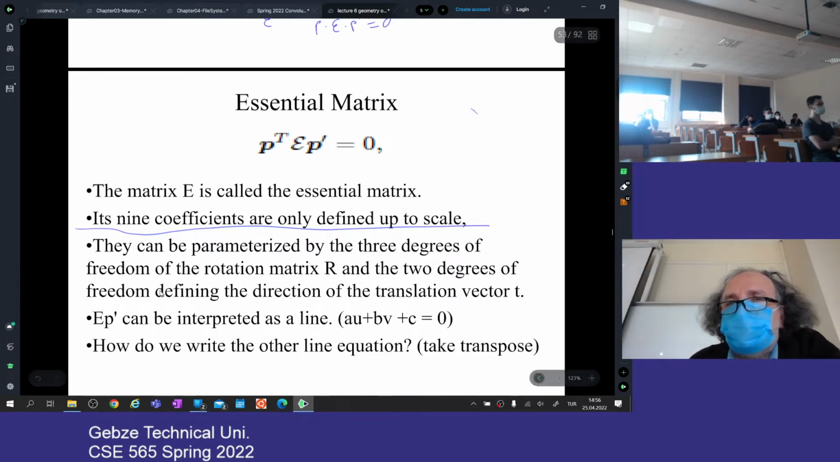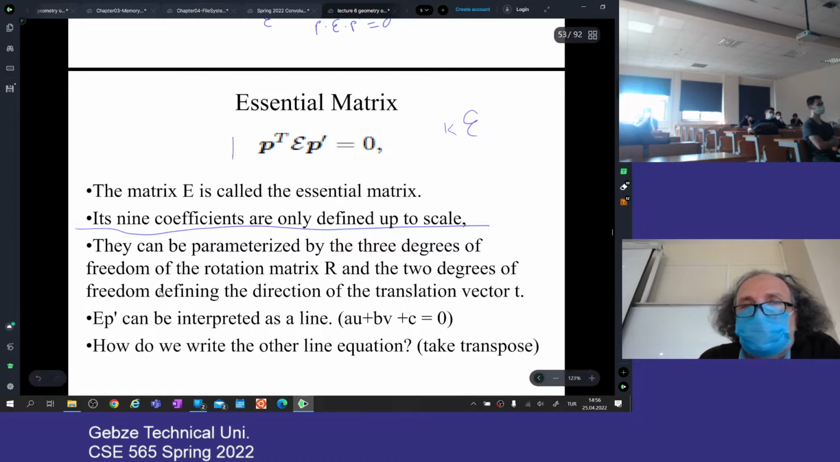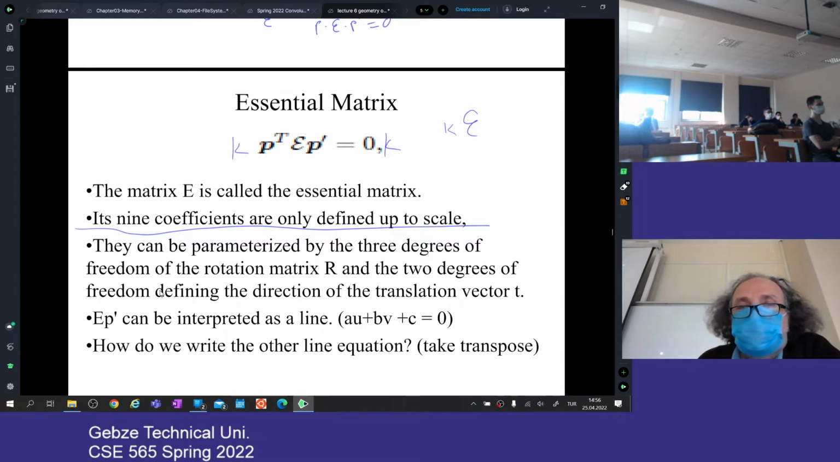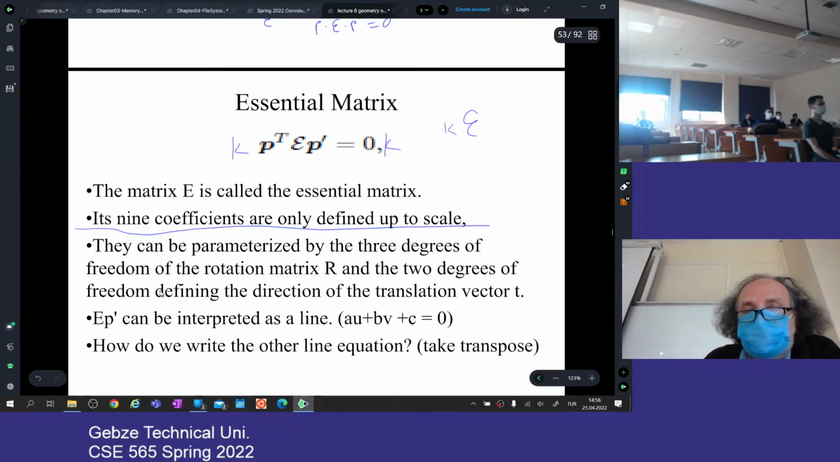If I give you an essential matrix like this one, I can multiply it with a K, and it would be another essential matrix, and it would work on this one. Why? Because I can multiply both sides with K, since it has 0 on both sides. So there is no unique one. You cannot say that you have a unique essential matrix, because there are infinitely many essential matrices, but they all depend on each other with a scale, K.